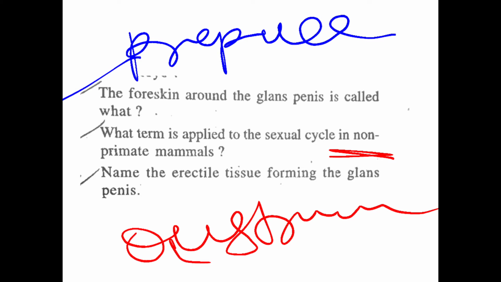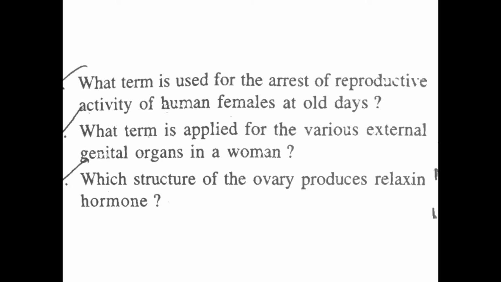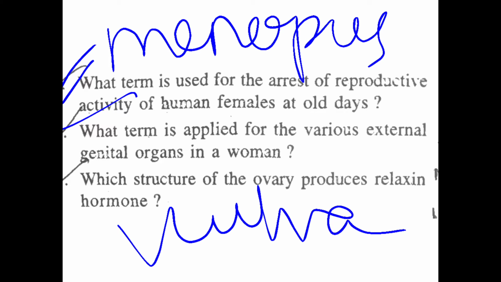Okay. The next question: name the erectile tissue forming the glans penis. That is corpus spongiosum, S-P-O-N-G-I-O-S-U-M. Okay, next. What term is used for the arrest of reproductive activity of human females at old age? That term is known as menopause. Then, what term is applied for the external genitalia in women? That is vulva, V-U-L-V-A.